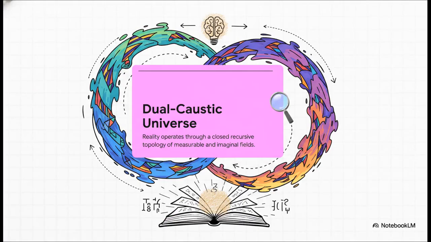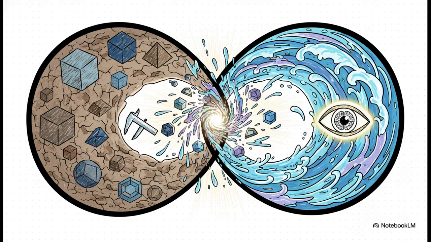Let's move to how this builds into the physics of revelation. The text points to a unified framework called the dual caustic universe, or the DCU. This framework demonstrates that reality operates through a closed, recursive topology made up of 2 distinct fields, the measurable and the imaginal. This isn't just abstract theology. The source treats this as the actual scientific map, encoded directly into the verses. And this brilliantly illustrates how those 2 domains interact to create our universe.